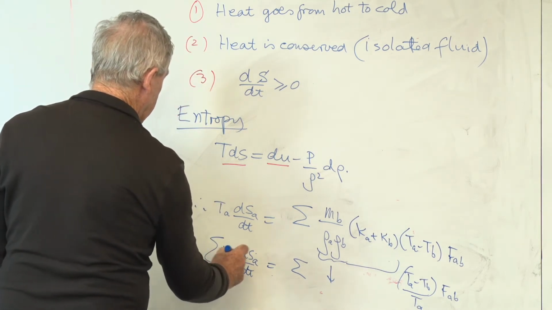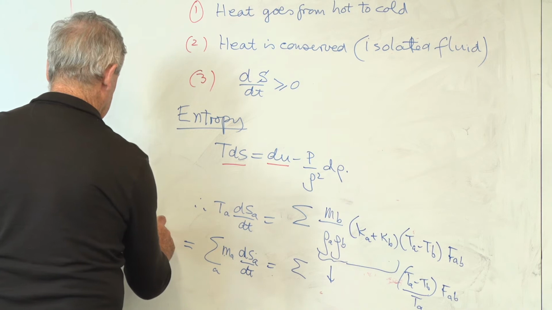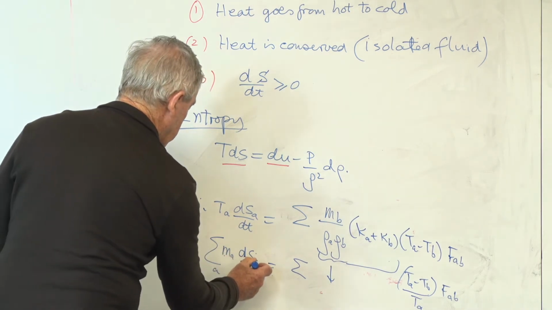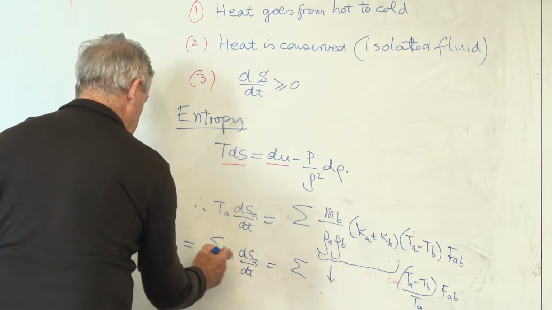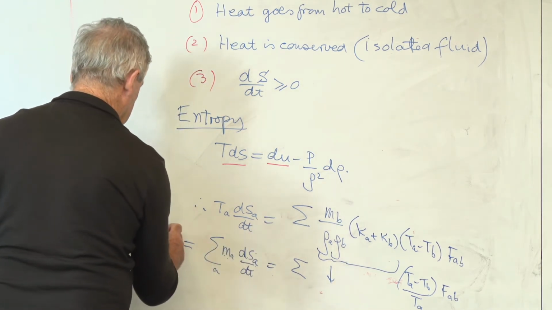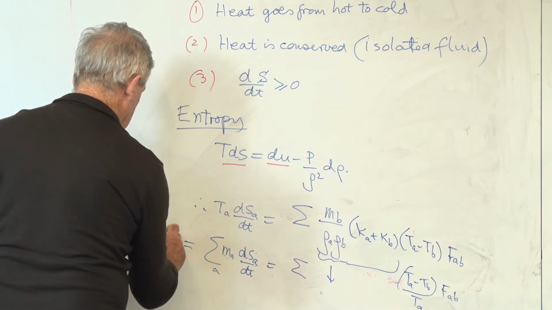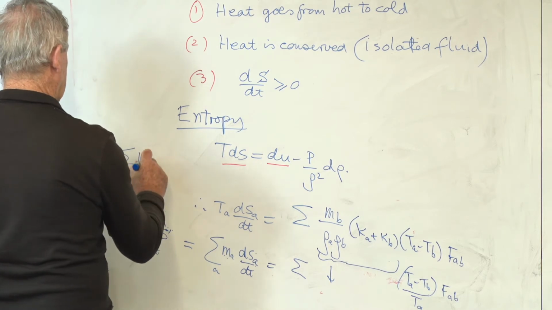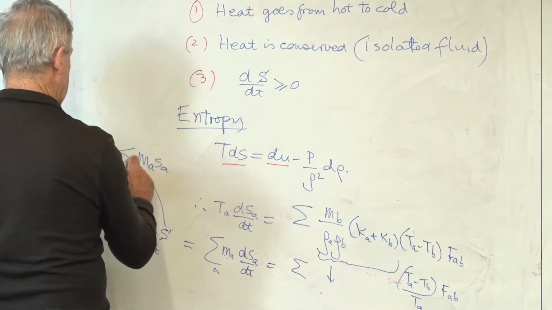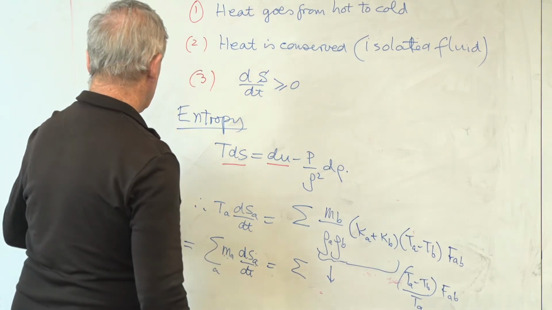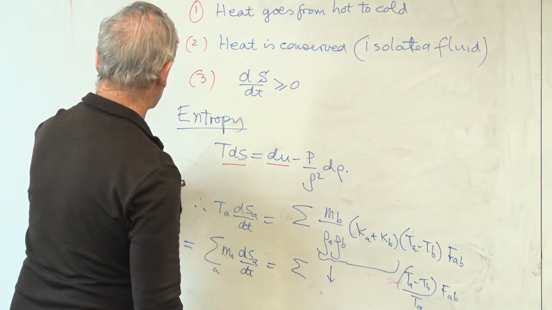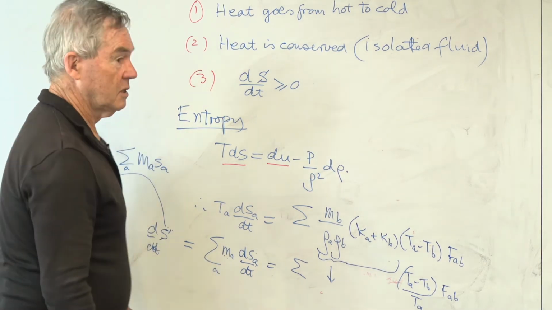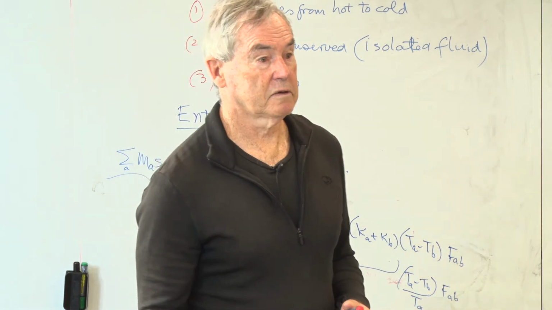And the sum of MA times SA is the actual total entropy, because this is the entropy per unit mass of particle A, this is the mass of particle A, and this is the sum over all those particles. So the total entropy is the sum of the entropy per unit mass of each particle times its mass. So this becomes the rate of change of this, and our aim is to prove it's positive.